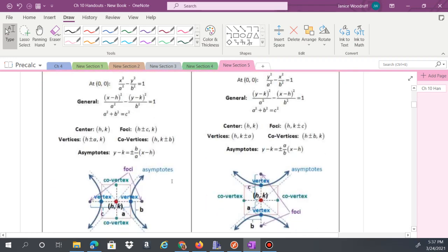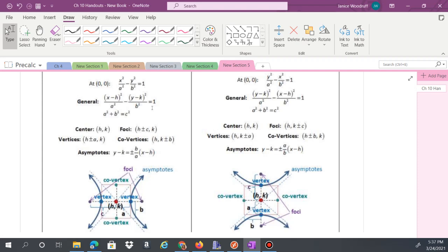Hyperbola, those are going to be two parabolas that are facing away from each other. So if you look here, you've got a sideways hyperbola and then an up and down hyperbola. Now this looks exactly the same as the equation of an ellipse, but the difference there, do you guys spot it? Yeah, it's subtract in the middle. That's the only difference. So they're the exact same equation except for the middle sign here.